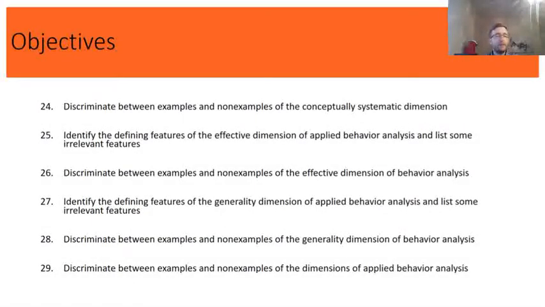Okay, so we're proceeding with our next objectives. Objective 24 is discriminate between examples and non-examples of the conceptually systematic dimension. And then objective 25, identify the defining features of the effective dimension of applied behavior analysis. List some irrelevant features. Objective 26 is to discriminate between examples and non-examples of the effective dimension of applied behavior analysis. And then 27 is to identify the defining features of the generality dimension of applied behavior analysis. List some irrelevant features. 28, discriminate between examples and non-examples of the generality dimension. And then 29, discriminate between examples and non-examples of the dimensions of applied behavior analysis.